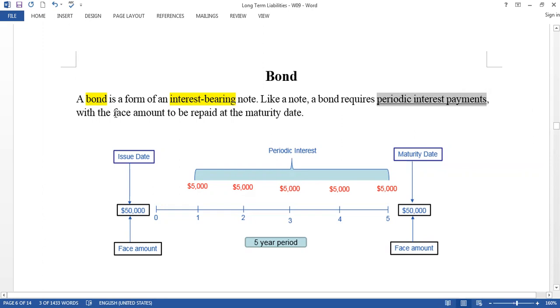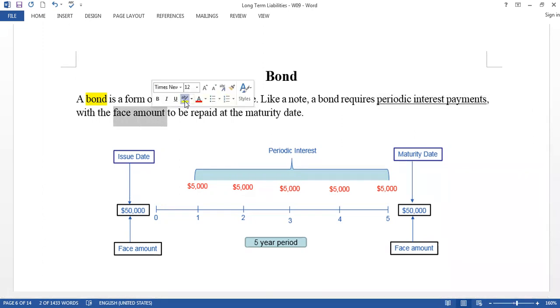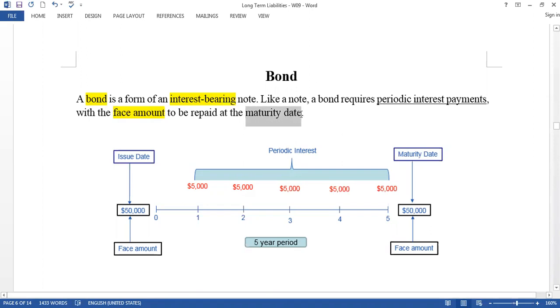And the face amount to be repaid at the maturity date. For example, today you receive $50,000. This money you receive today is called the face value, the face amount. So today you receive $50,000 by selling a bond, for example. At the maturity date, you are going to pay the same amount, $50,000.